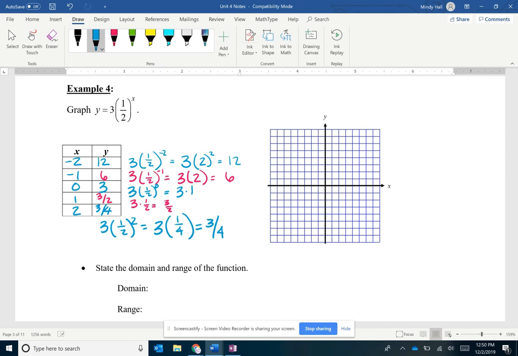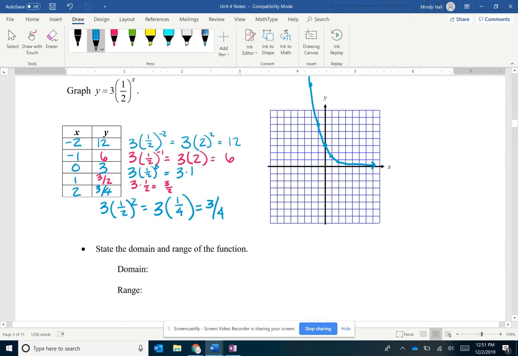So then when we graph this, we'd have negative 2, 12, 2, 4, 6, 8, 10, 12-ish. And then we have negative 1, 6. And then 0, 3. 1, 3/2. So that's 1.5. And then 2, 3/4. Okay. And again, we cannot touch 0, but we are going to come down. Smooth curve it. Perfect.